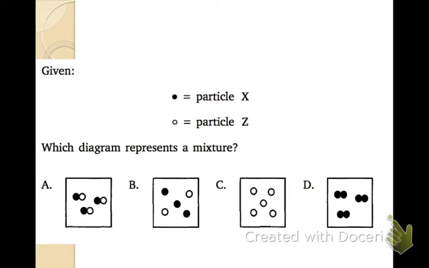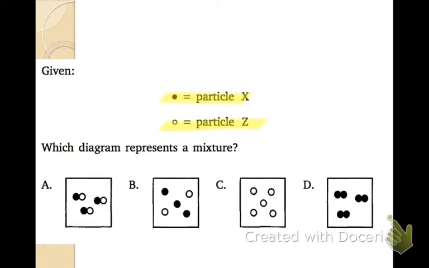Alright, so here we have some particle diagrams. Which diagram represents a mixture? So we have particle X is the filled in dot. Particle Z is just the circle. So we want to find a mixture between the 2. It doesn't say heterogeneous or homogeneous, so that's fine. We just want something that has both X and Z in there.